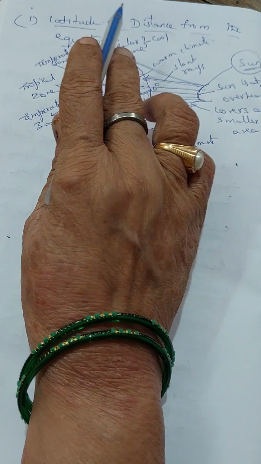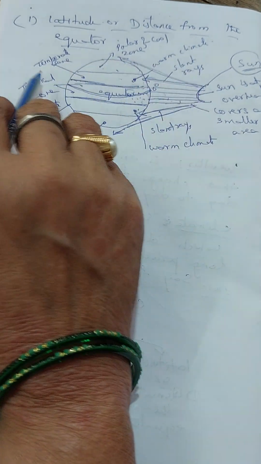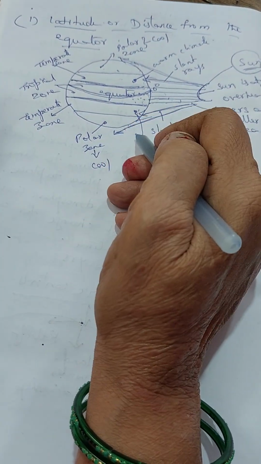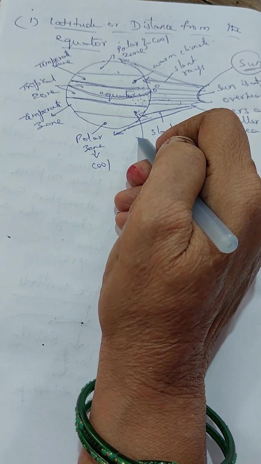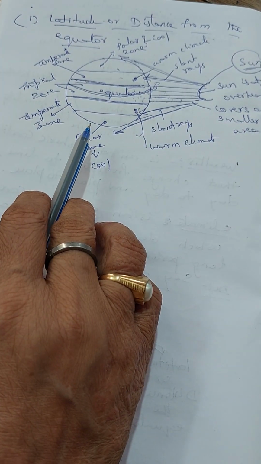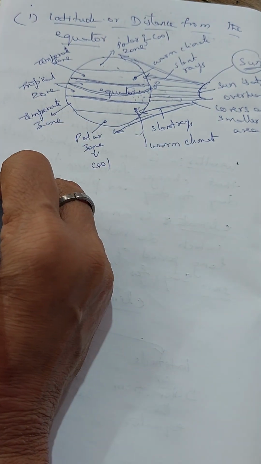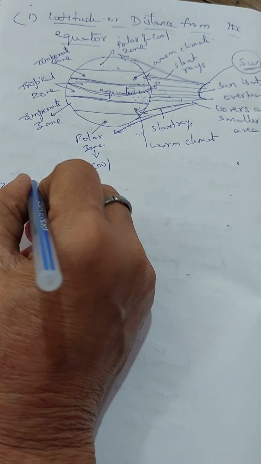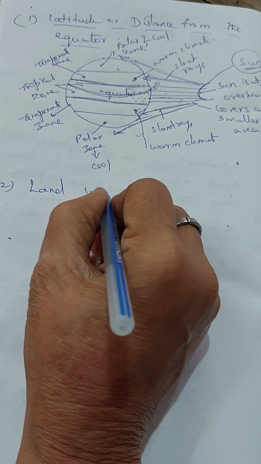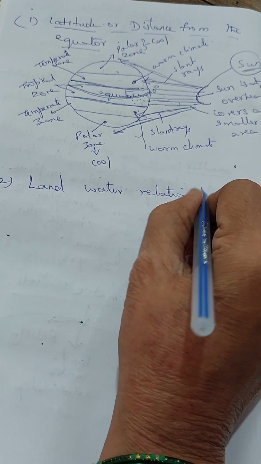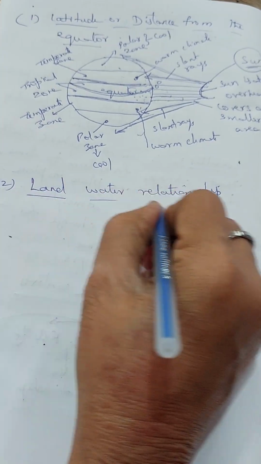Right? That's about the first one. The latitude or distance from the equator influences the climate of a place. Now we'll come for the second. I hope you have understood, children, with this figure. If you do not understand, I can write the answer also. You can comment on it, children. And second, it is land-water relationship. This also we can understand through a figure, children.